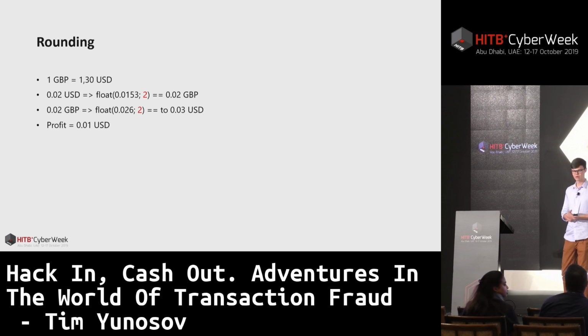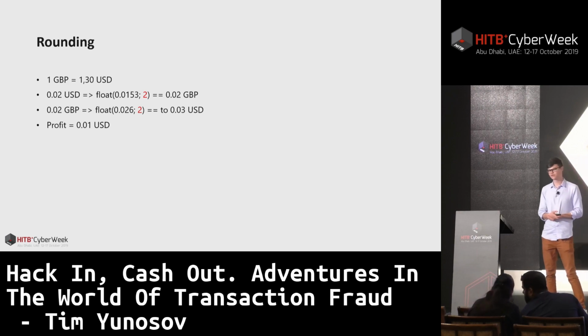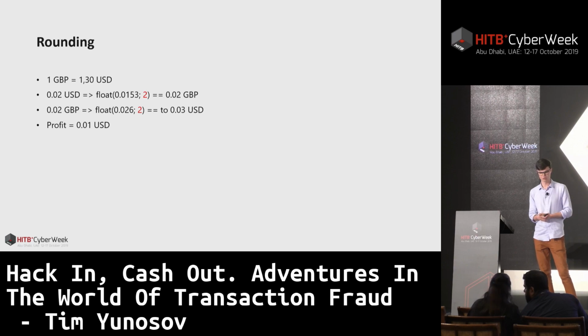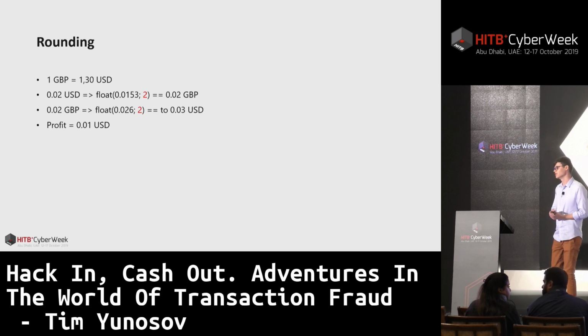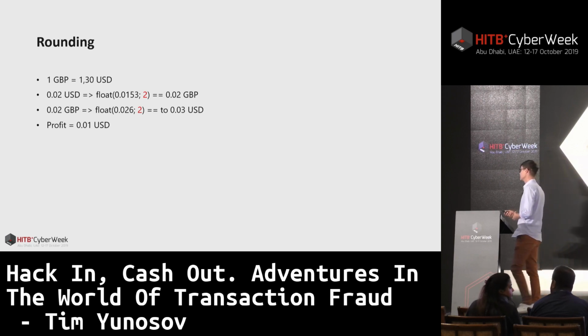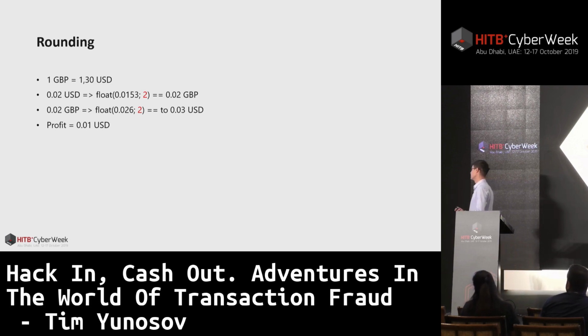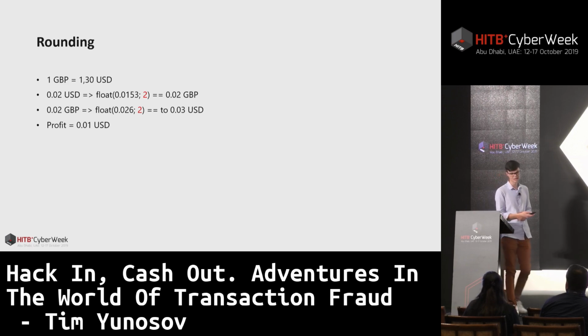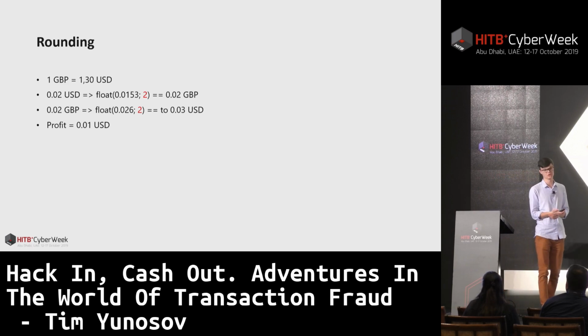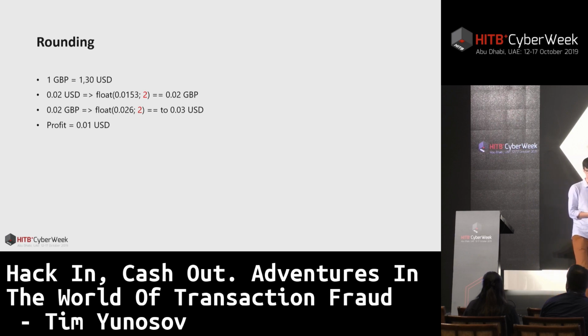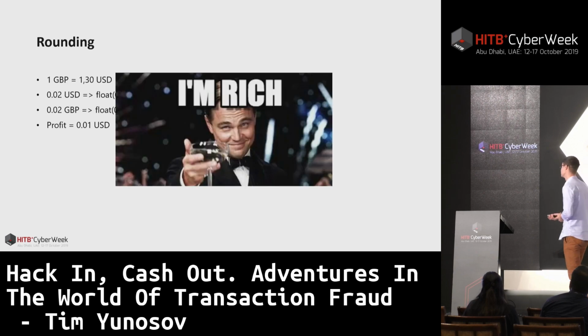from your pound account, it will be rounded to £0.02 because of the maximum of 2 digits after the floating point. But in fact, £0.02, if you make the same procedure back, it will be turned into $0.03. And that gives us a pure 1 cent profit from those transactions. Are we rich? Well, not yet.